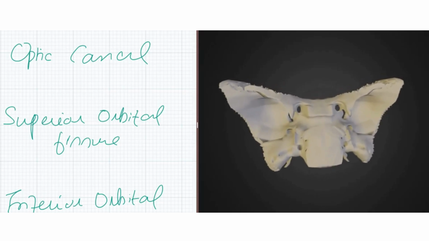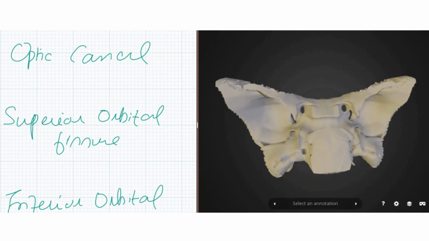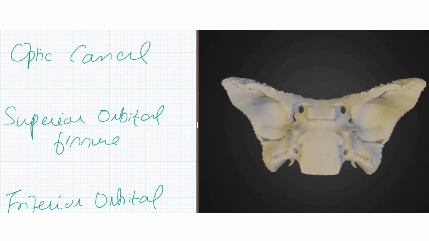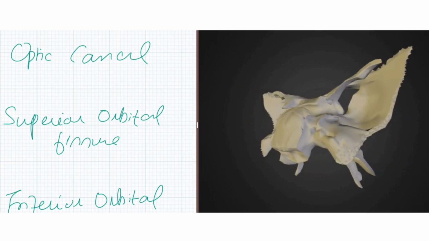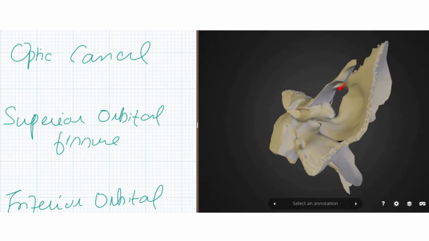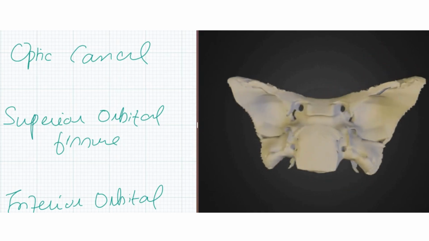Now again, come to the sphenoid bone. As I've mentioned before, this is the lesser wing of the sphenoid, this is the greater wing, and this is the body. Now this canal, which lies closer to the lesser wing and between the lesser wing and the body, is the optic canal. This structure over here is responsible for the formation of the superior orbital fissure.